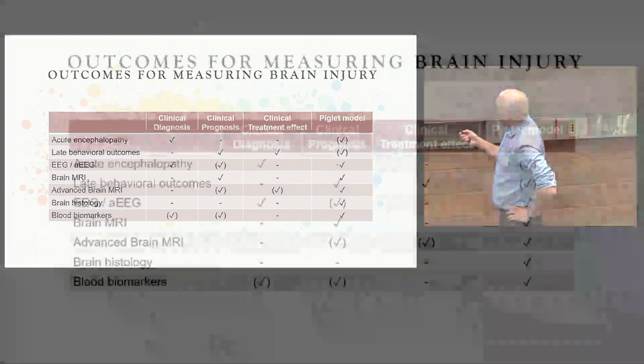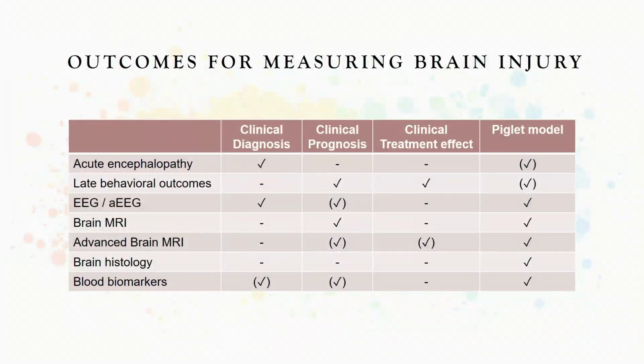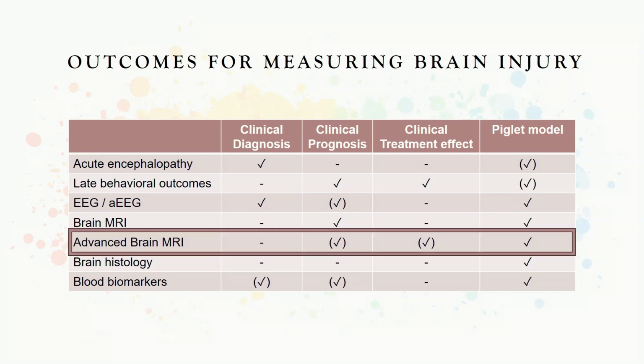Advanced brain MRI, as you see, can be used in the piglet model, and can also be used to evaluate both prognosis and treatment effects. The parenthesis is because clinically, I think we need to up our level of feedback that we get from the MRI scans. So this is really the one that we put a lot of emphasis on.